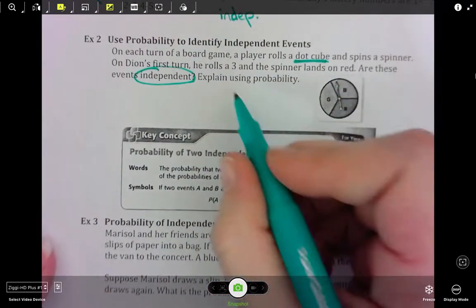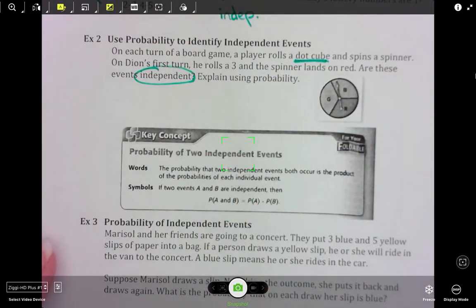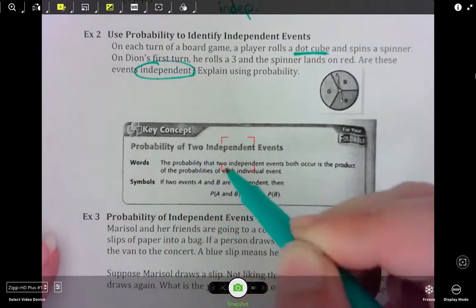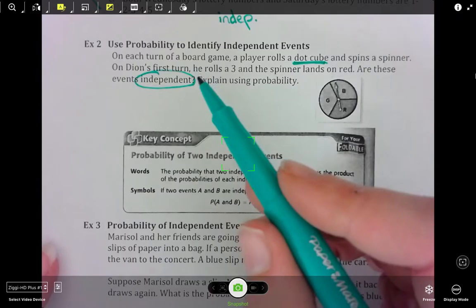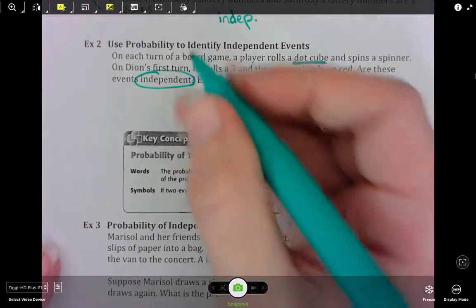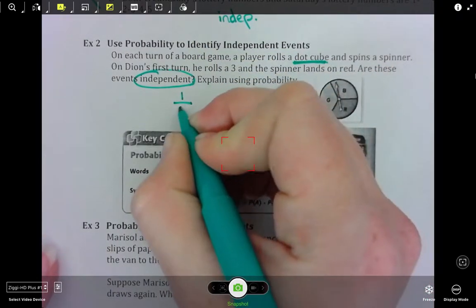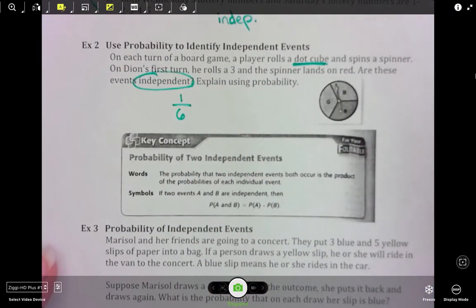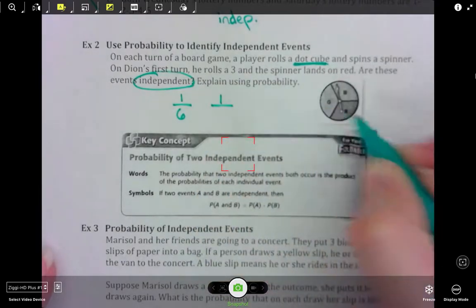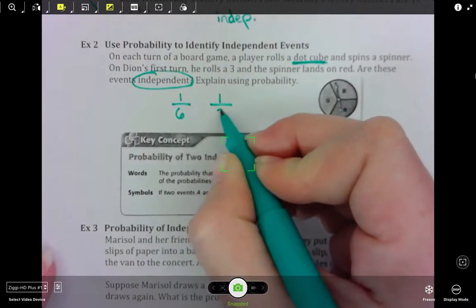All right. Explain using probability. This is what we're going to get into actually calculating probability down here. But the chances of him rolling a 3 on a dot cube, there's only one side out of 6 that has a 3 on it. And the spinner landing on red, there's only one section of the spinner that's red out of 3.